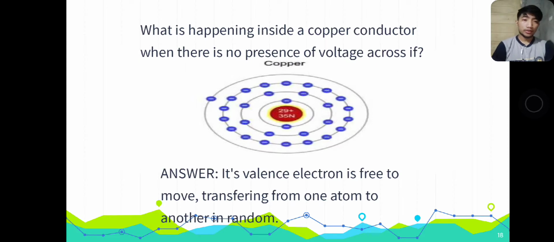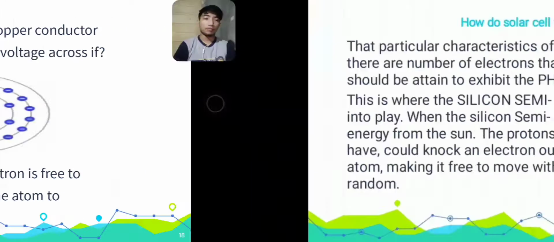So the question is, what is happening inside a copper conductor when there is no presence of voltage across it? So the answer is, its valence electron is free to move, transferring from one atom to another in random.